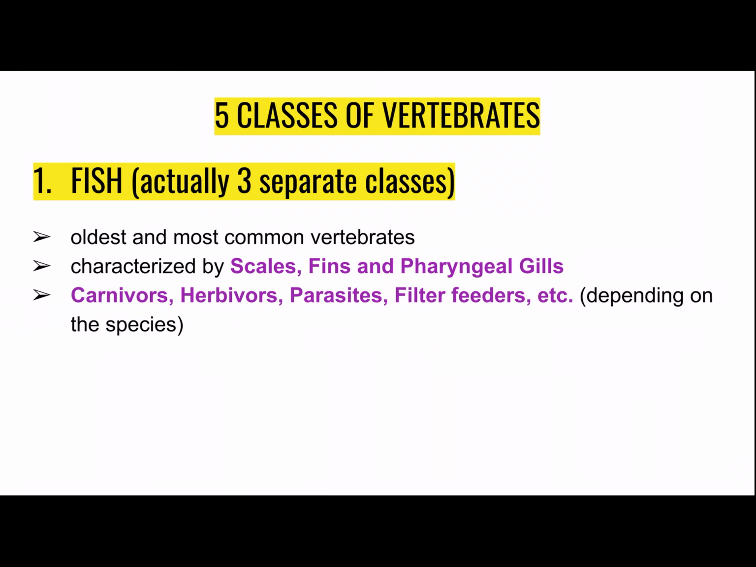Fish are carnivores, herbivores, parasites, filter feeders, etc., and it all depends upon the species. Most fish are not omnivores. They're either carnivores, which means they eat other fish, or herbivores, which eat the aquatic plant life.